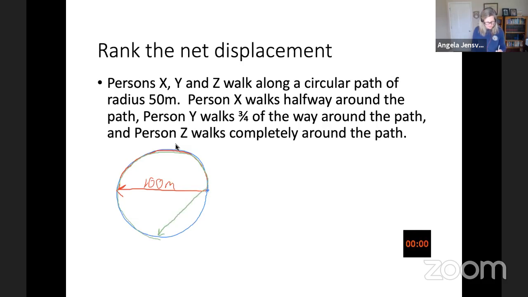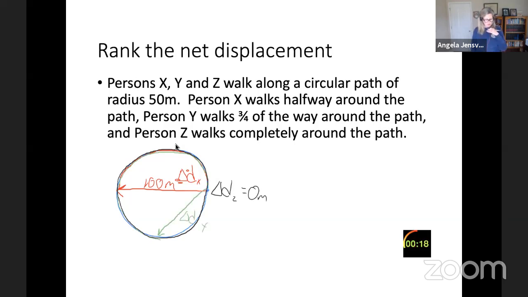Then we'll have person Z, who goes all the way around. If you go all the way around, your displacement is 0 because you started and ended at the same place. So delta dz is 0, right? This red one is delta dx. Whoa, I think I just lost control of my pen there. Delta dx is 100. And then the green one is delta dy.